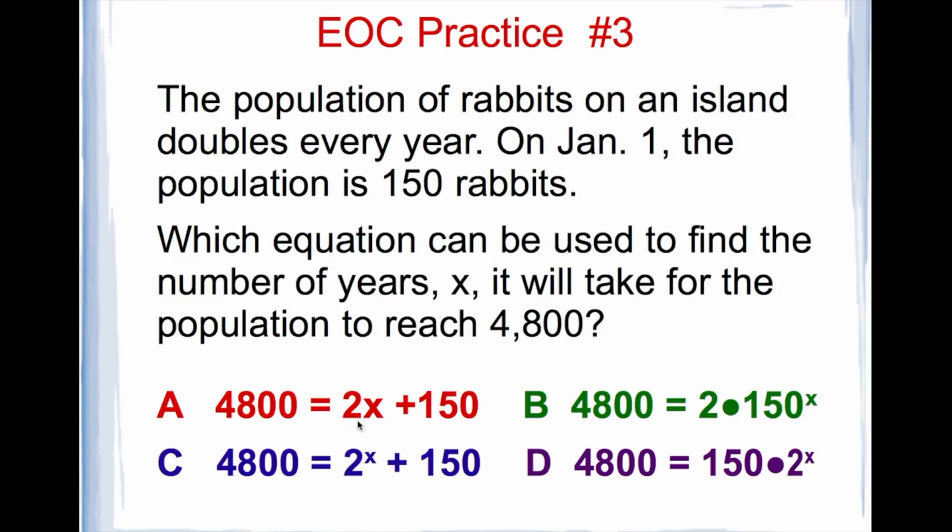But recall, proper setup, you need to take the beginning amount times your growth factor, and the growth factor is raised to that power. A is not so because you're adding and you don't have any exponent of x. This is a 2x. B, you have your exponent on the wrong thing. You have your exponent on the beginning amount, not on the growth factor of 2. C, you have the exponent on your growth factor of 2, but you're adding the 150. D is the correct answer. It's 150 multiplied by the growth factor of 2 raised to the power. So since this is our final one, our answer to this one is D.